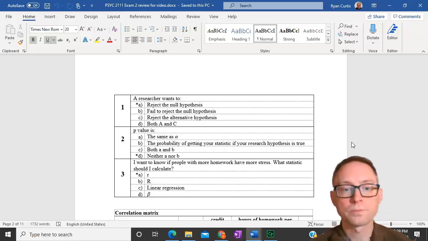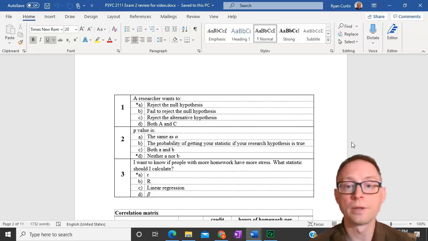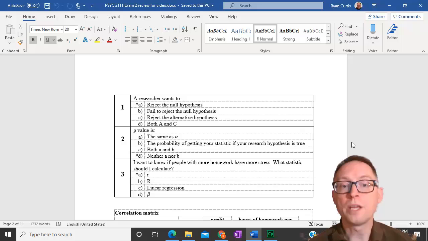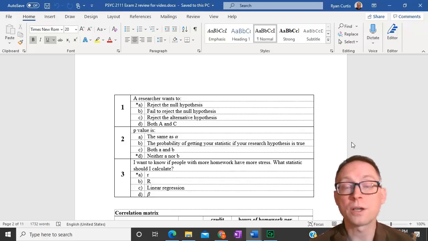Question 2. P-value is none of those. The p-value is not the same as alpha. Alpha is the standard, the probability that you're willing to accept, but it's not the p-value. And the p-value is not the probability of getting your statistic if your research hypothesis is true. That's not correct either. In fact, it's the probability of getting your statistic when the null hypothesis is true, not when your hypothesis is true. So neither.